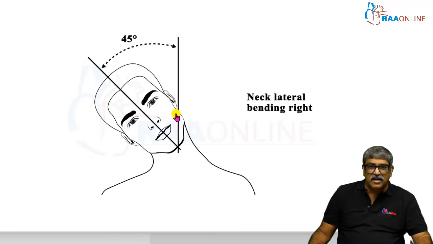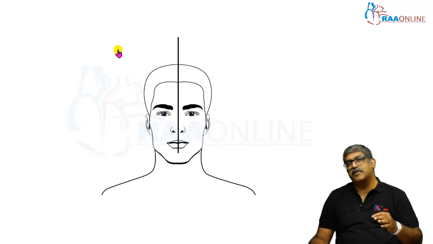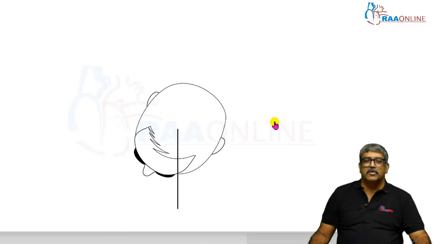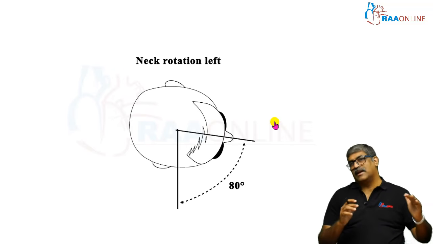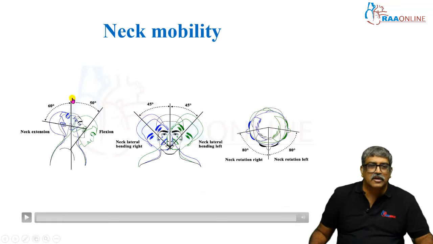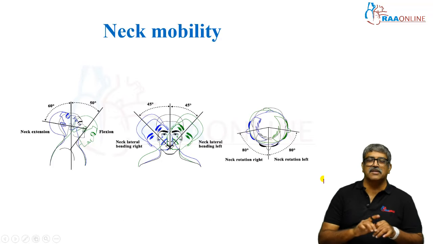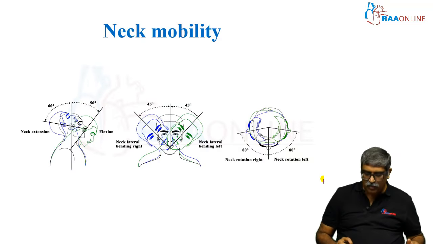And coming to head bending laterally, you can bend laterally up to 45 degrees towards the right or the left. Coming to rotation of the head, the right rotation can be around 80 and the left rotation can be around 80 degrees. You have flexion, extension, lateral movement and head rotation. The extension is around 60 degrees, the flexion is around 50 degrees, the lateral bending of the neck is around 45 degrees and the neck rotation is around 80 degrees. These are all the normal neck movements, about how many degrees the neck can move.